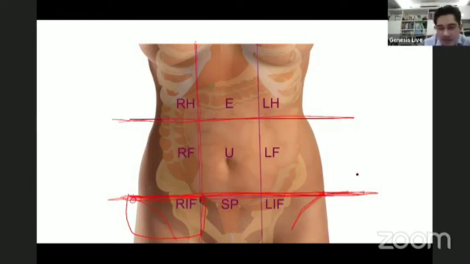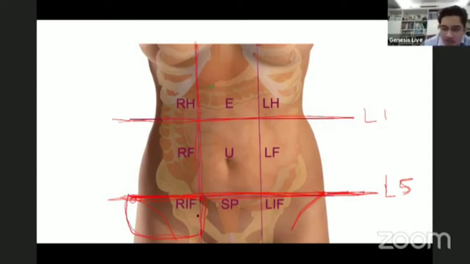I think this is at the level of L5, and this is at the level of L1. If I have made a mistake, please correct me. So the area bounded by the right mid-clavicular line and the transtubercular plane is the right iliac fossa.